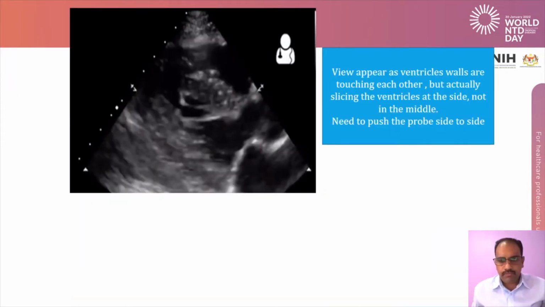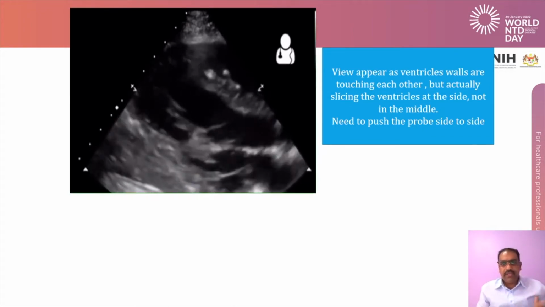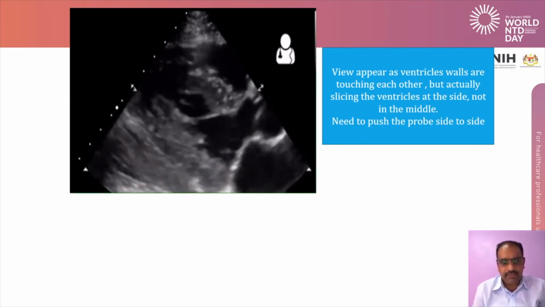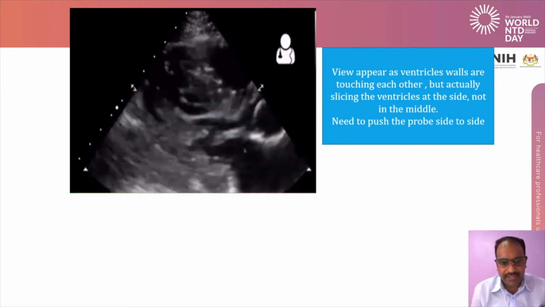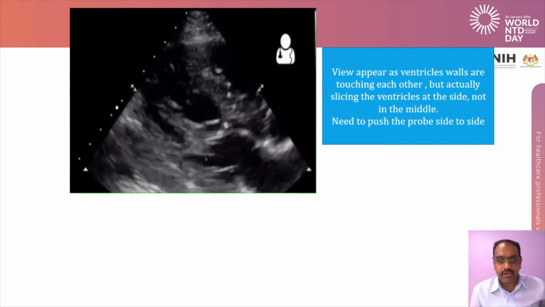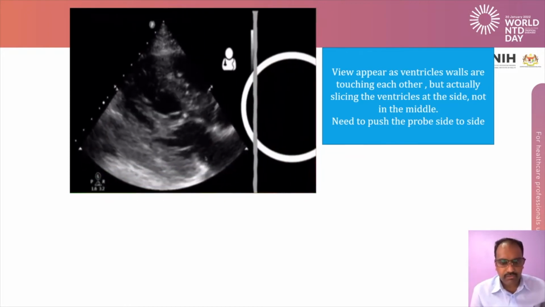So now we are going to look into common pitfalls that happen when we do an echo to look for LV function, LV kissing. So I will play the video first, then I will explain the pitfalls so that you can understand better. You can see here in this imaging, it looks like the LV is kissing, but in a real scenario, it is not, the patient is not in hypovolemic shock.